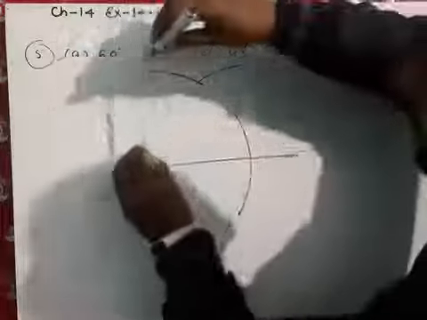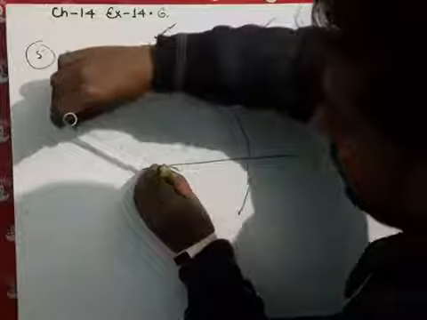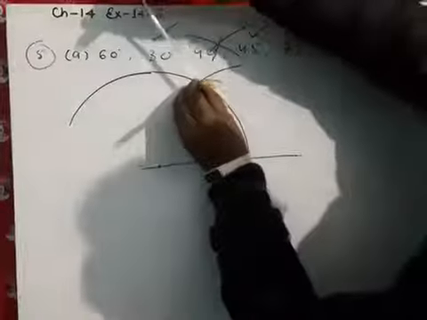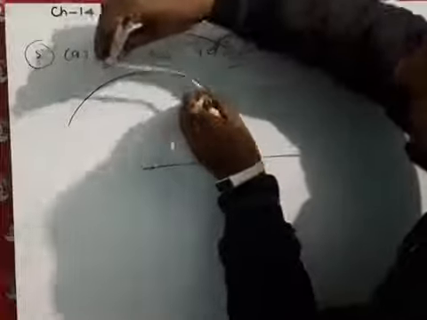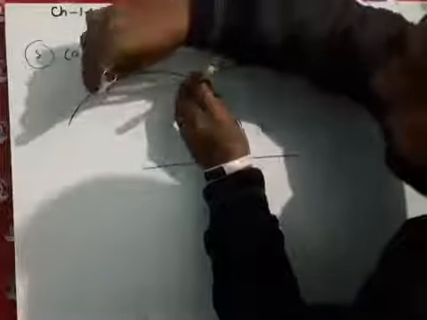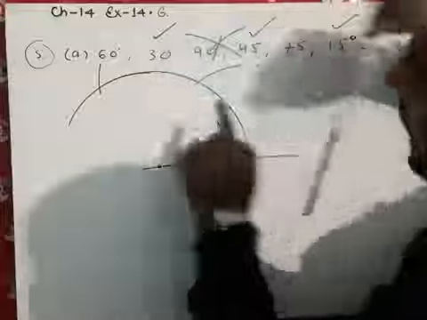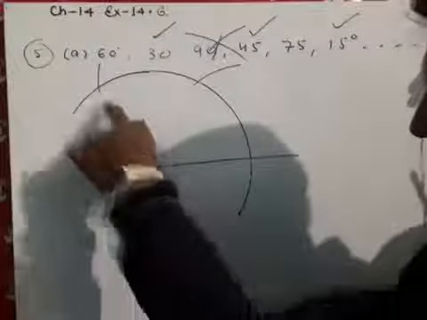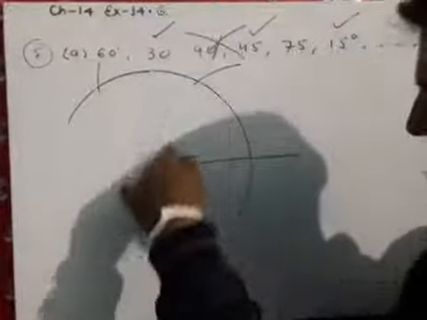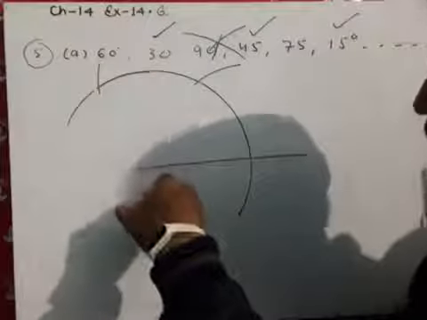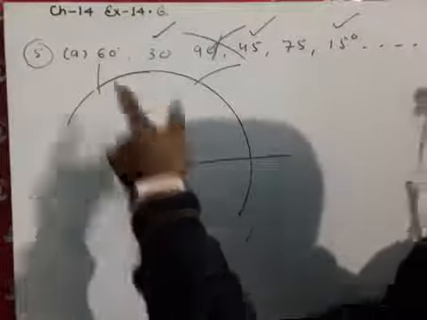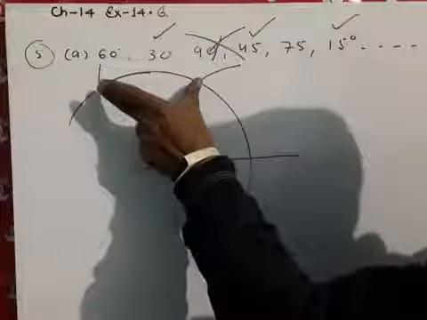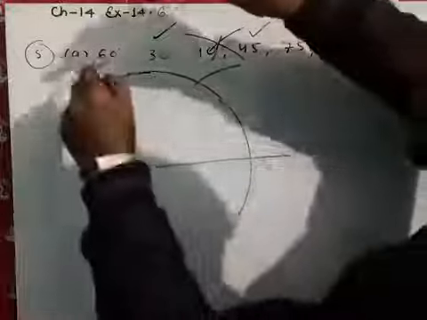Again you have to put your compass here. Just a minute, I have to move it further. Now put your compass here and make another arc. As it is 60, then it will be 120 degrees. If you join here, this one will be 60 degrees and this one becomes 120 degrees. Okay, now what we have to do is draw the bisector of this portion. So how will we draw it?